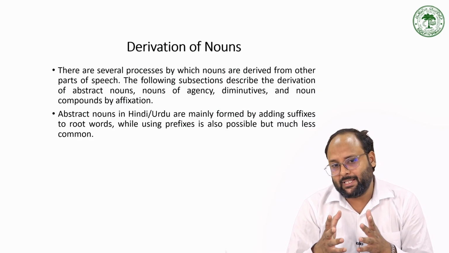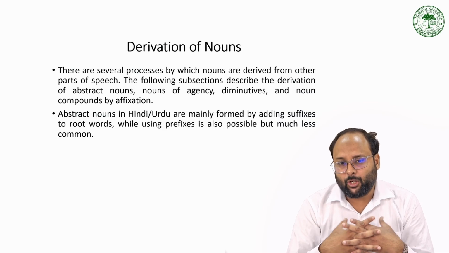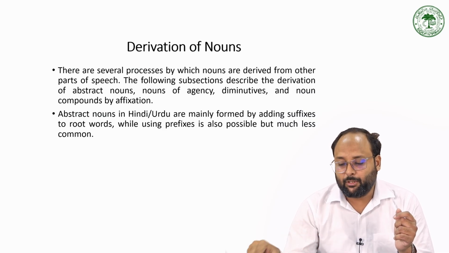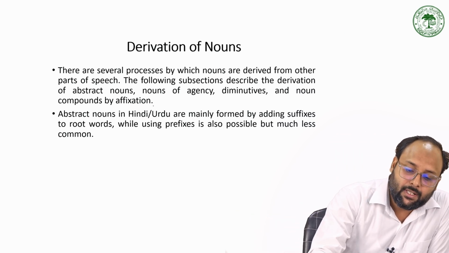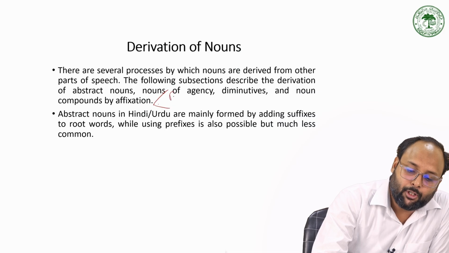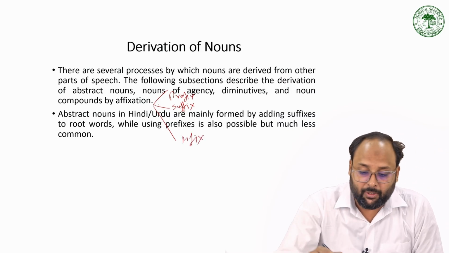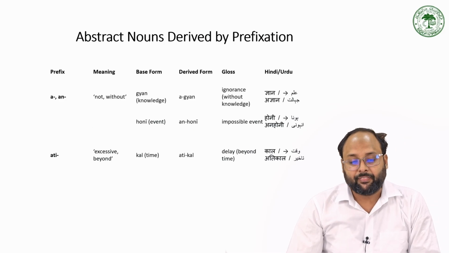So we have noun of agency, abstract noun, diminutive noun, and noun compounds. They are created by some affixation process. Affixation means sometimes we are adding a prefix and sometimes we are adding suffixes. Infix also comes under affixation, but it is not very common in Urdu Hindi.